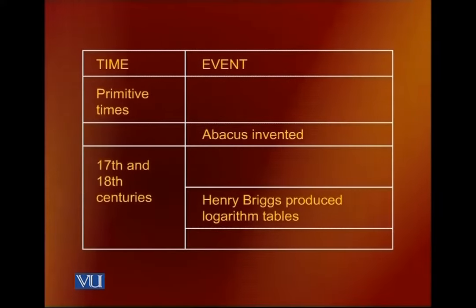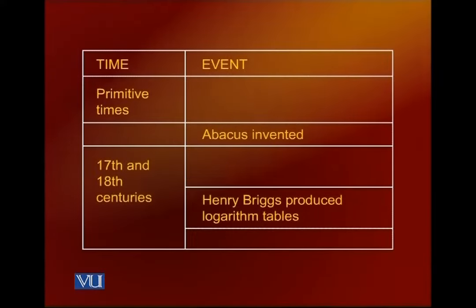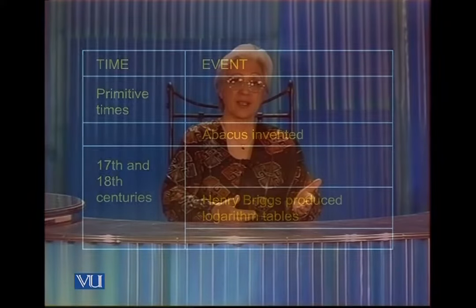You find one, two, three columns for you, and you have to fill in the columns. What happened in the 17th century? What happened in the 18th century? If you go through your text, you will find that your text says that J. Napier devised mechanical ways of multiplying and dividing.